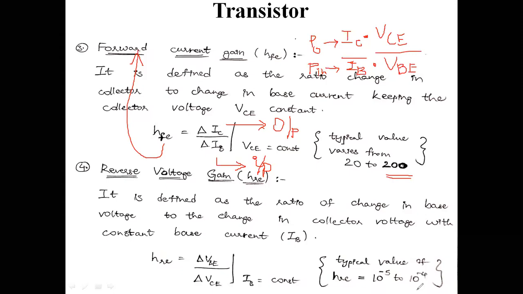It is going to be just a value. That value for reverse voltage gain is 10 power minus 5 to 10 power minus 4. Okay. In this way, we can obtain the forward current gain as well as reverse voltage gain. Okay.